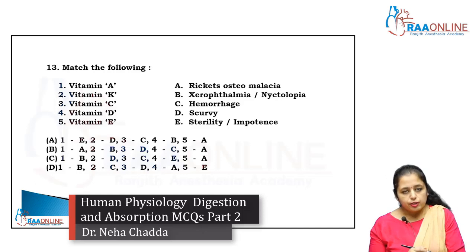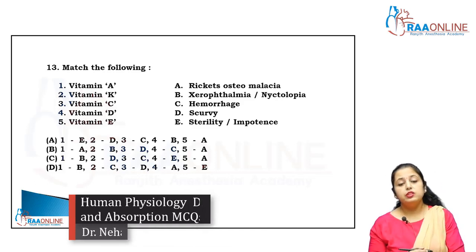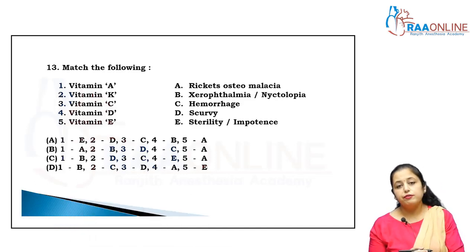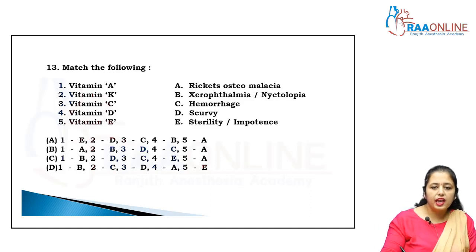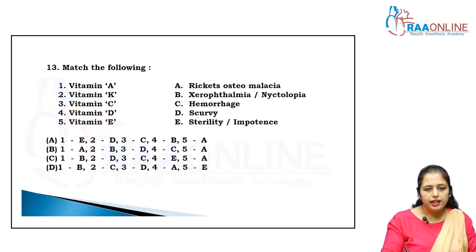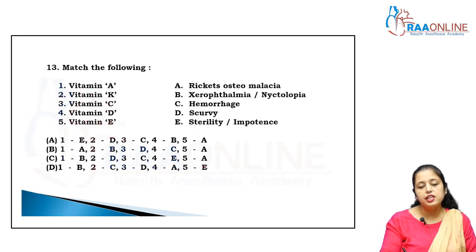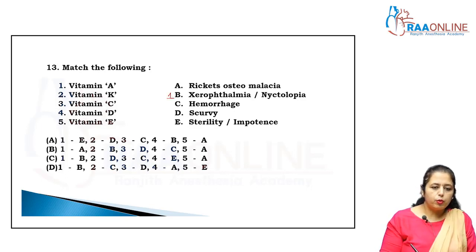Now come to the next question, that is also related with the vitamins and their deficiency diseases. Vitamin A is retinol, and its deficiency disease is night blindness or nyctalopia and xerophthalmia. That means 1B in both these options, so A and B are cancelled.